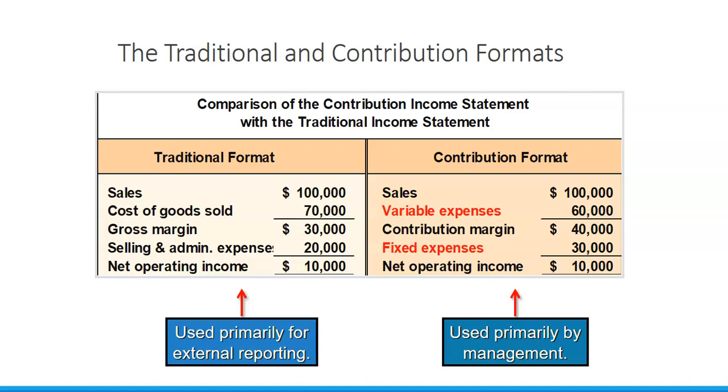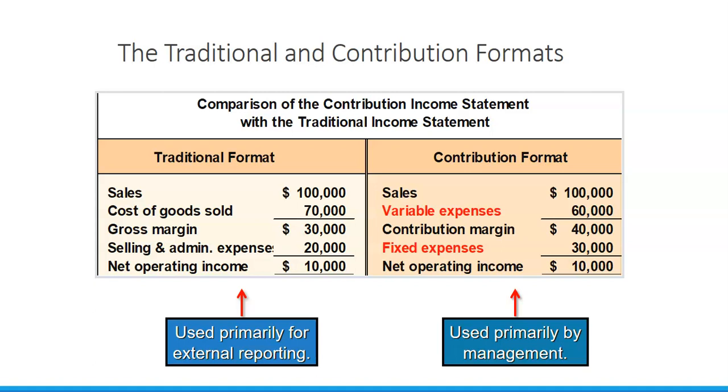And then different income statement formats. So we have our traditional income statement, which is used for external reporting. Sales minus cost of goods sold equals gross profit minus selling and administrative expenses equals operating income. We're going to look a lot more at contribution format income statements. And then in other chapters, we're going to add a couple of different formats of income statement. But what a contribution format does is separate out variable expenses and fixed expenses. And this is used internally for decision making.